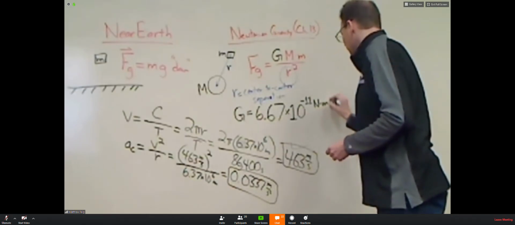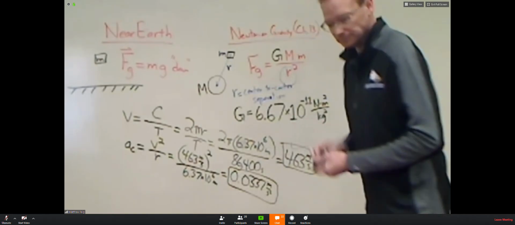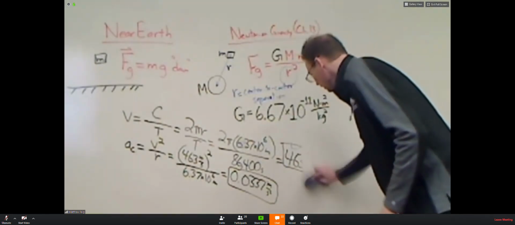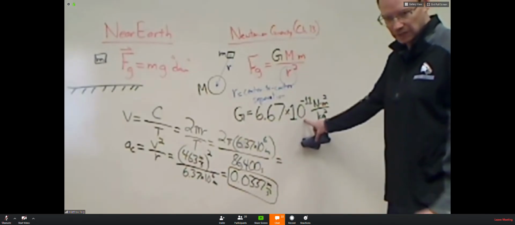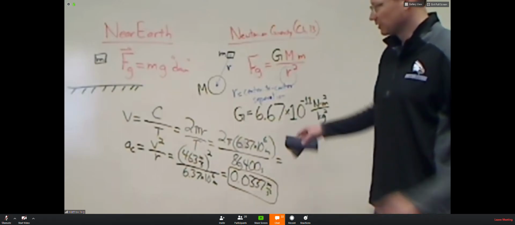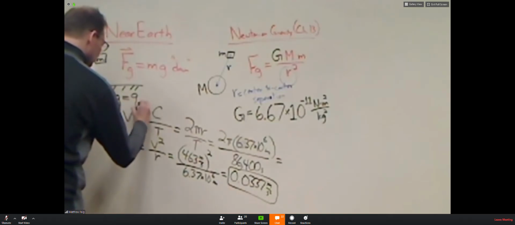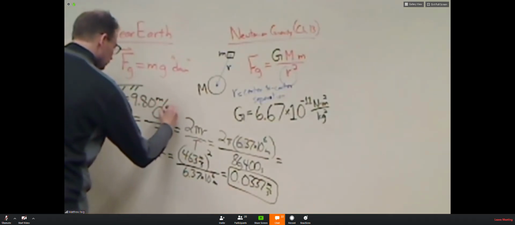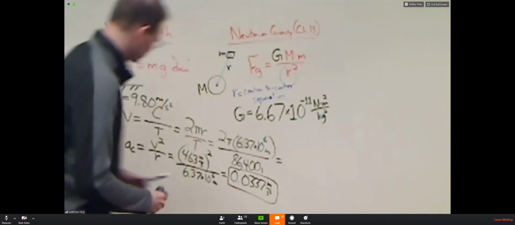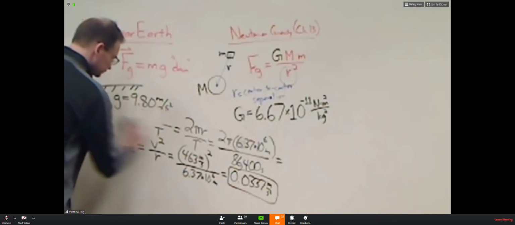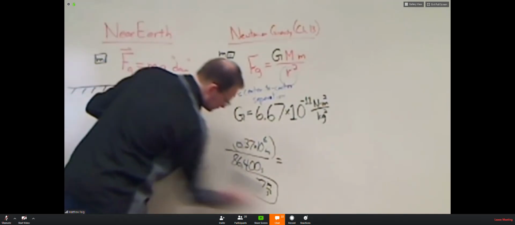Newton times meters squared over kilograms squared. This number is much, much more important in the study of physics than this number over here, because this number over here only matters if you're near Earth. This number over here matters whenever gravity is involved.